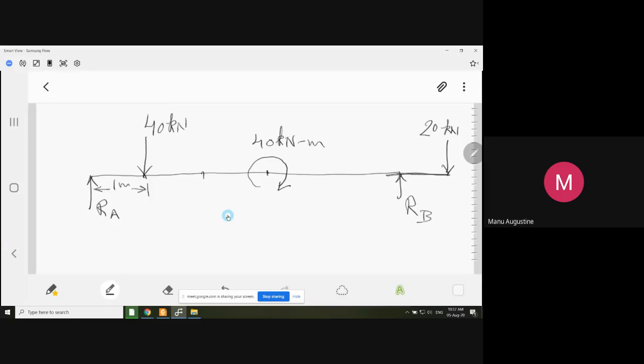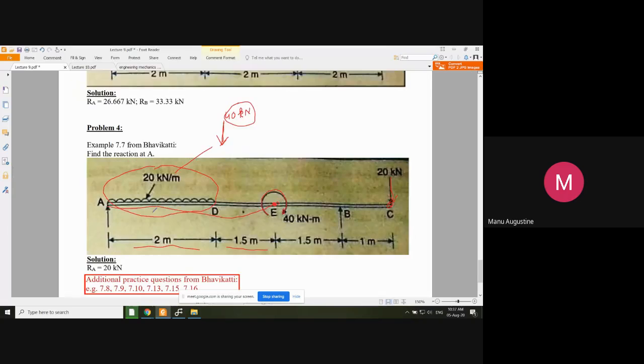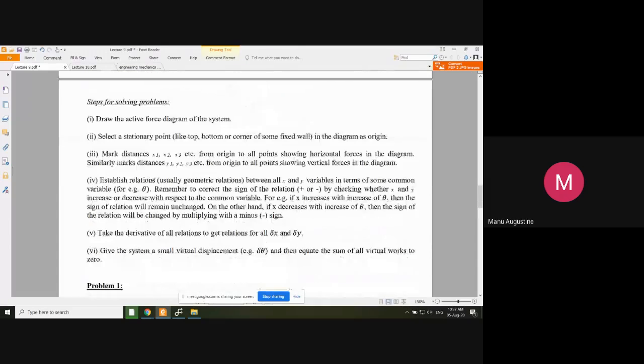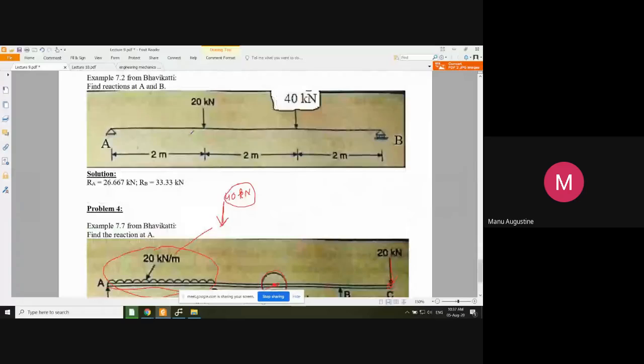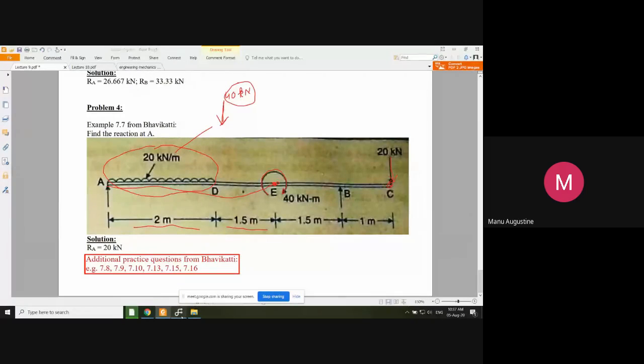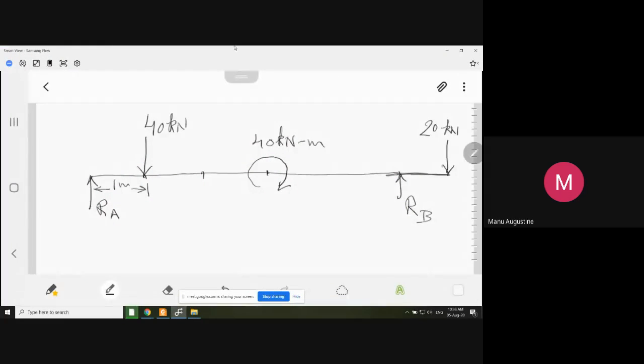Now comes the concept of virtual work. Now please try to understand the steps that I am explaining to you. If you look back at the general steps that I have given, you will see that the procedure that I am going to explain now is more or less following the same steps. But let us go back and see the simplest route that we have to take. Now in virtual work, what you have to do is you have to give a small displacement. Okay.